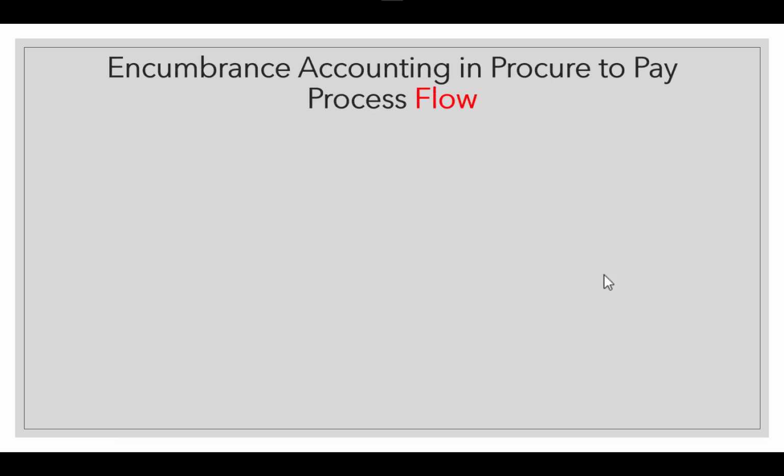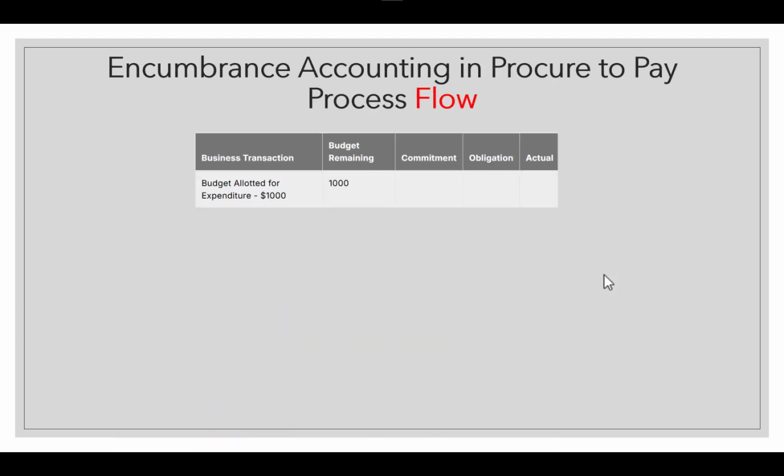If we talk about the accounting entries, for example, for the budget or business transactions, the budget allocated for expenditures is 1,000. Until now, there is no commitment, no obligation, and no actual. Commitment means PR. Obligation means PO. Actual means AP invoice.